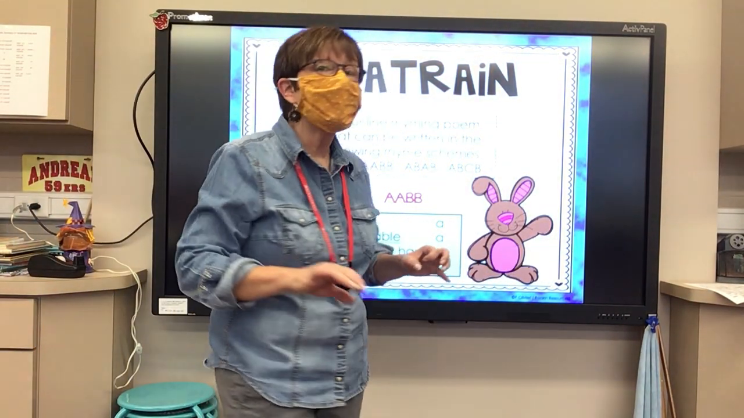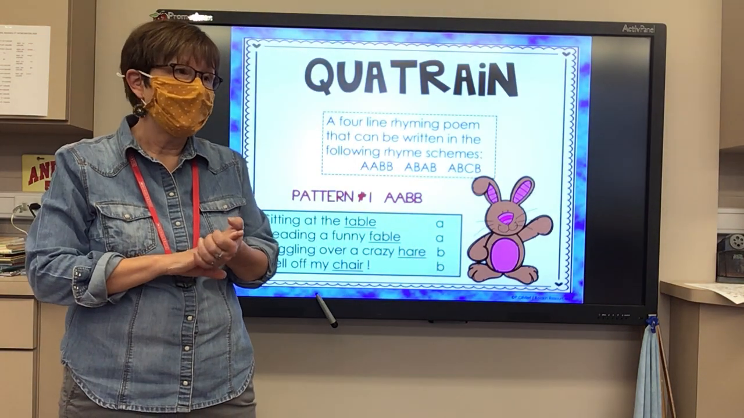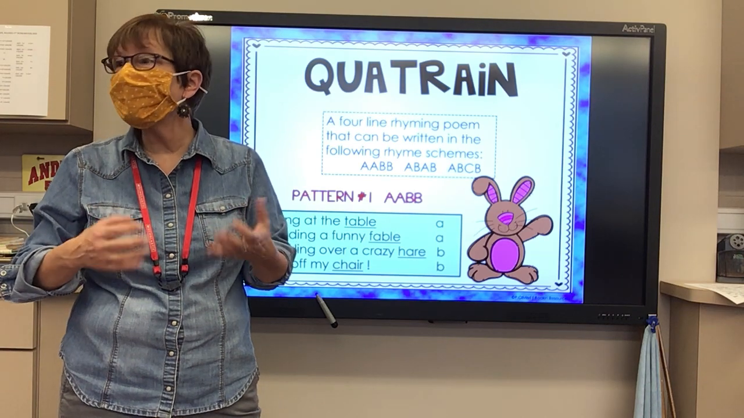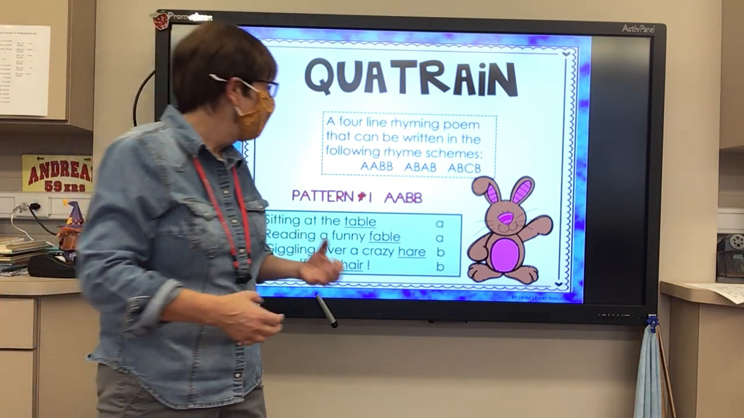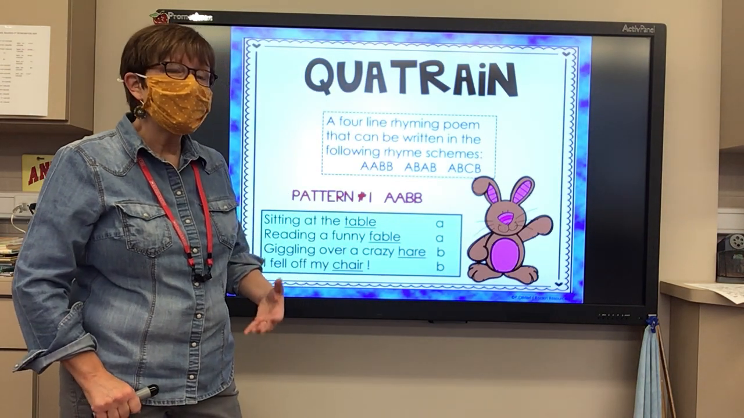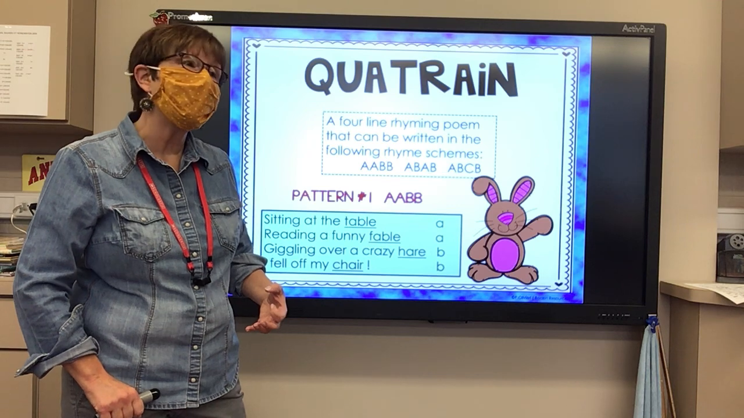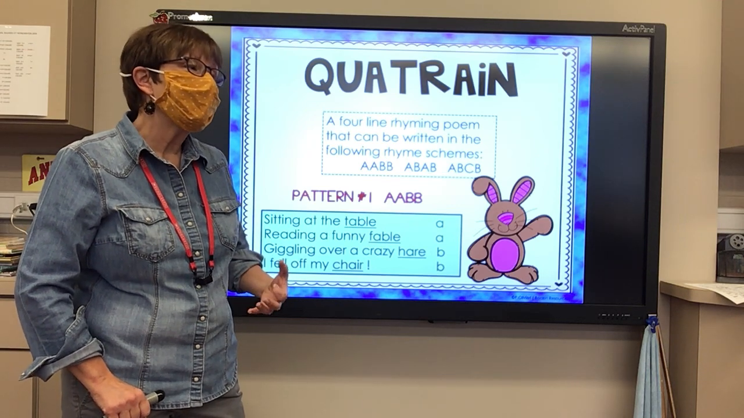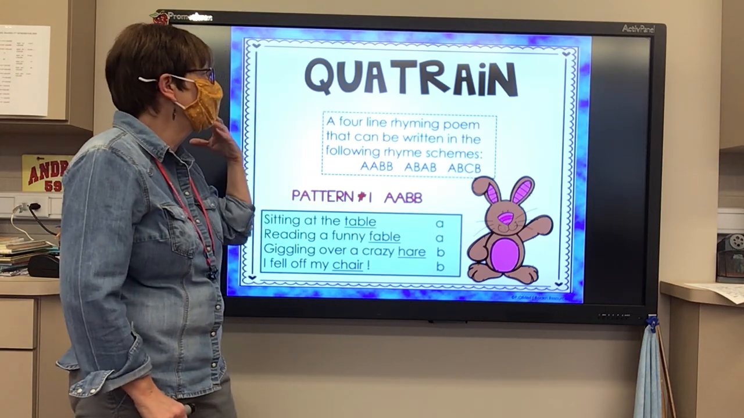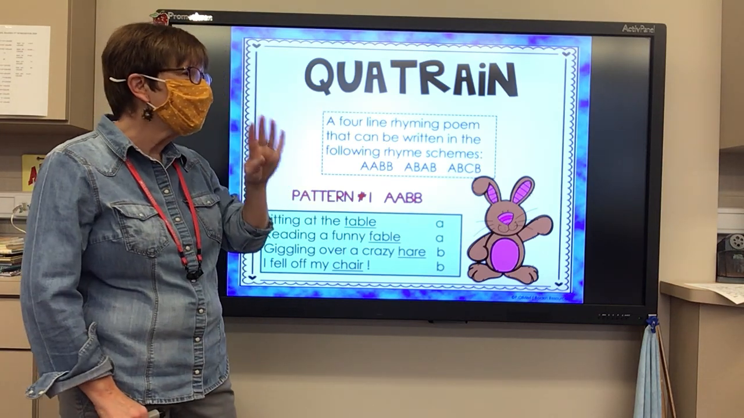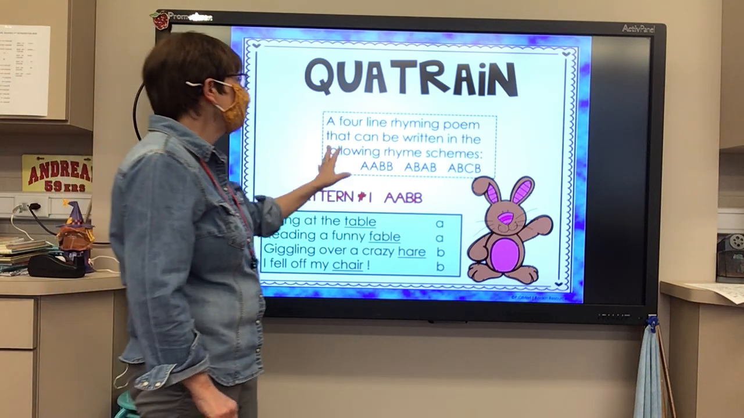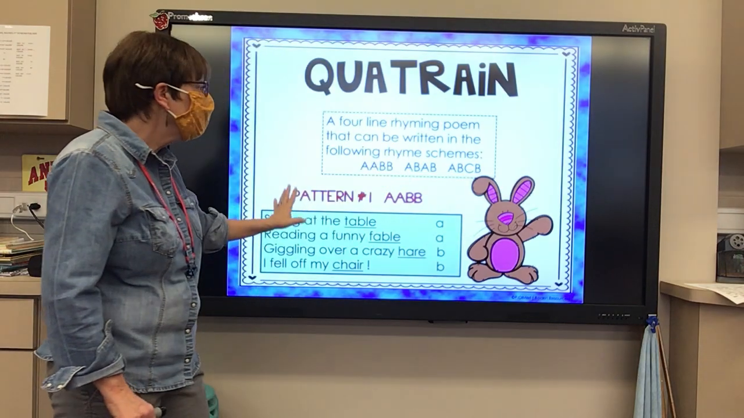The other day we were talking about rhyme scheme, and how poems have different rhyme schemes, particularly rhyming poems. Today we're going to do a little bit more with rhyme scheme, but this time you're going to be writing some poems that have specific rhyme schemes. This is called a quatrain, and it is a 4-line rhyming poem that can be written in 3 different rhyming schemes. And here's the first pattern.